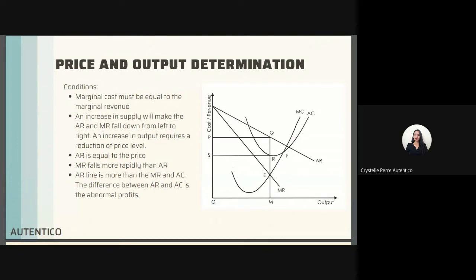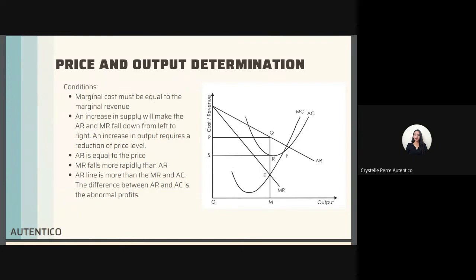So, how do we actually determine the price and output of a commodity under a monopolistic market? So, here are 5 important conditions to remember in order to determine the price and output. So, first, marginal cost must be equal to the marginal revenue. Then, an increase in supply will make the AR and MR fall down from left to right. An increase in output requires a reduction of price level. Third, AR is equal to the price. Fourth, MR falls more rapidly than AR. And lastly, AR is more than the MR and AC. The difference between AR and AC is the abnormal profits.